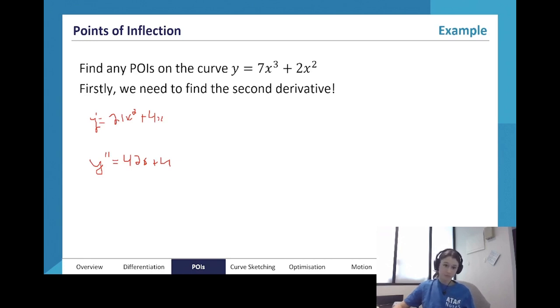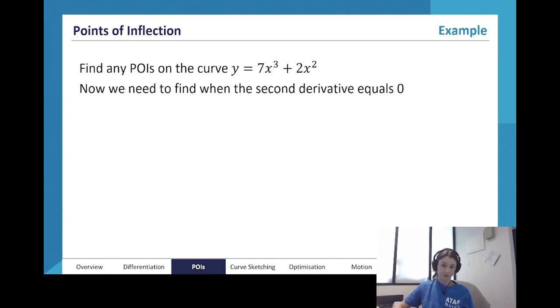Okay. Now we need to find when the second derivative equals 0. So we have 0 equals 42x plus 4. Solving, x equals negative 4 divided by 42, which gives us negative 2 over 21. This tells us the x value of a potential point of inflection. So this was the first requirement satisfied.